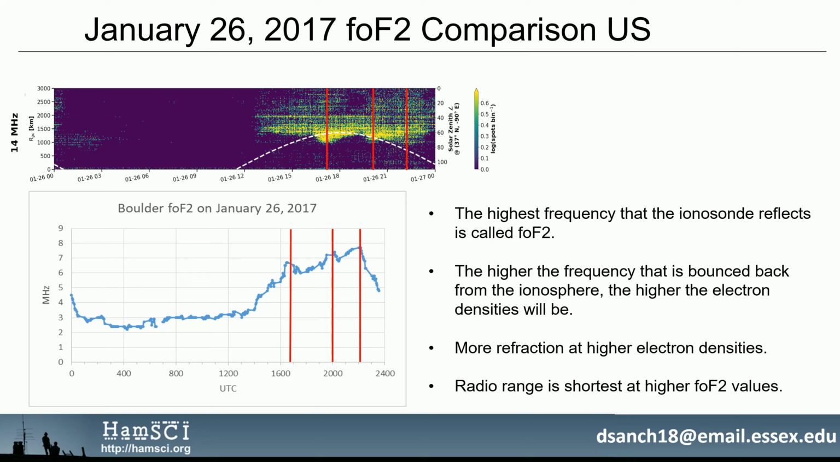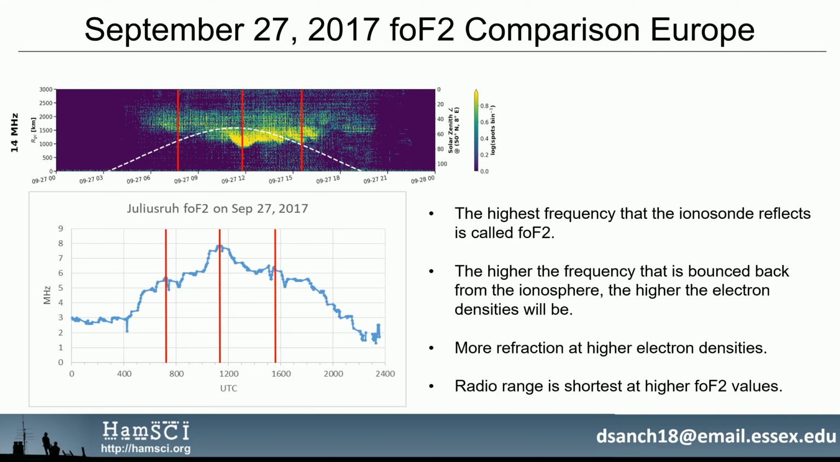Here we have a comparison from January 26, 2017. As you can see, the lowest peaks in our ham radio plots coincide with the highest peaks in the ionosonde plots. This comparison is from Juliusruh in Europe on September 27, 2017.